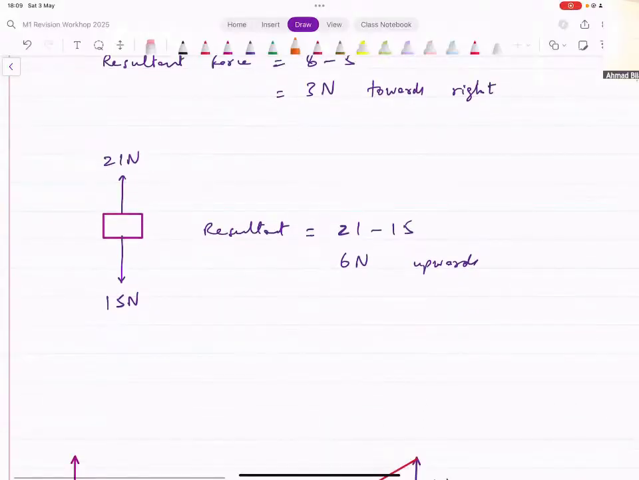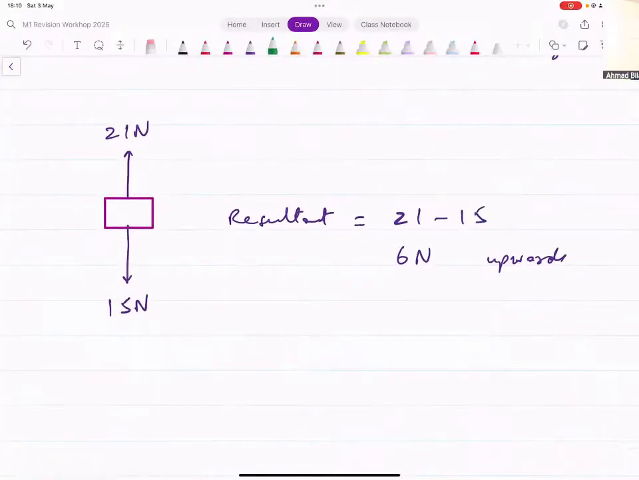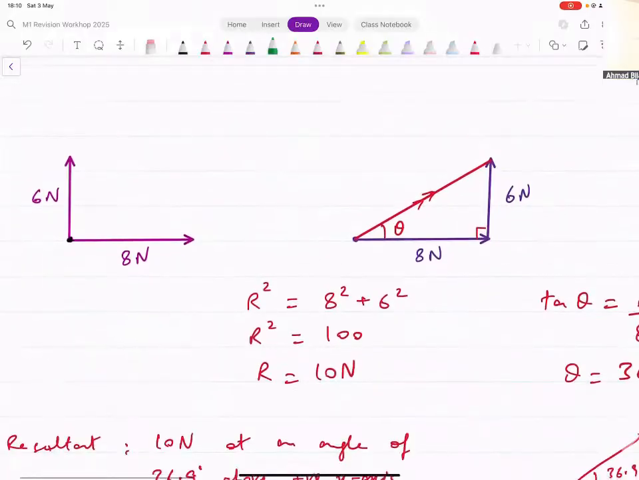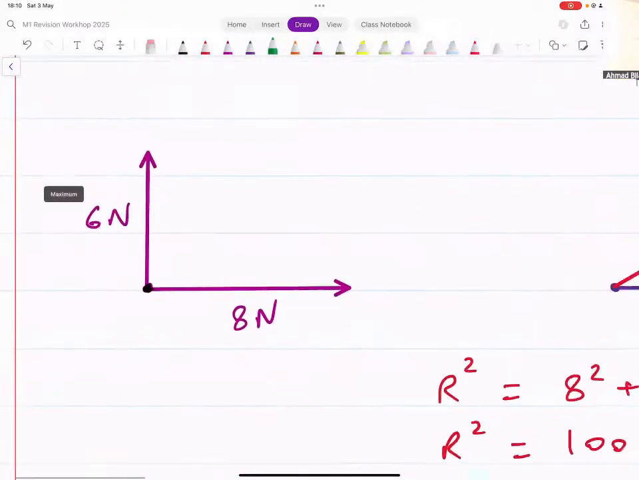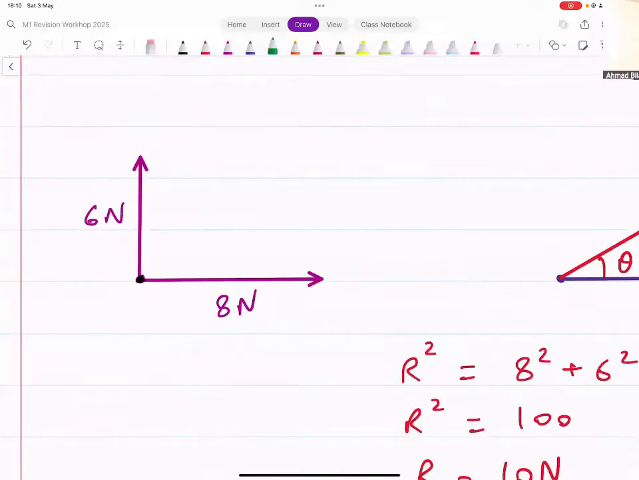If it's vertical in this case as well, it's pretty straightforward. You just do 21 minus 15, and that gives you 6 Newton in the upwards direction. That's the resultant force that you've got. However, when you have forces acting in different directions, for example, if you have one force acting in the horizontal direction like this, 8 Newton, one force acting in the vertical direction like this, how do you find the resultant of a set of forces that looks like this?